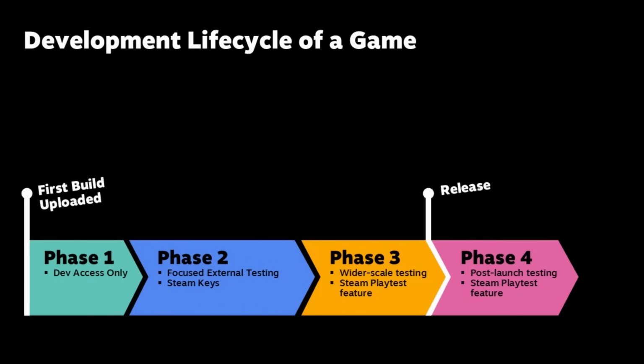We'll go through each one of these phases, but it all starts with uploading your first build. In phase 1, only the developers have access to the build, and they're doing internal testing. In phase 2, we take the testing external and start running a closed beta with Steam keys. In phase 3, the testing goes more broad with the Steam playtest feature, and that brings us to a release. But then we'll look at post-launch testing with phase 4. Okay, let's take a closer look at each phase and how you can use Steam's tools and features.